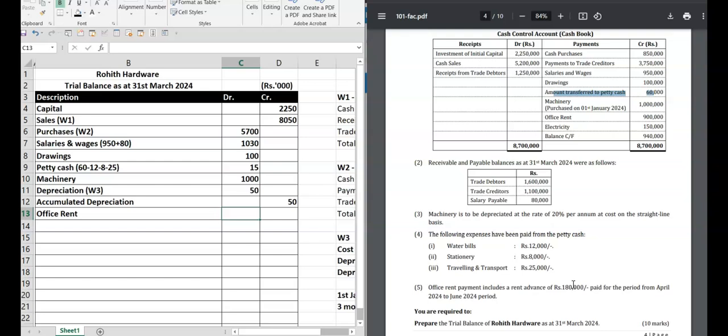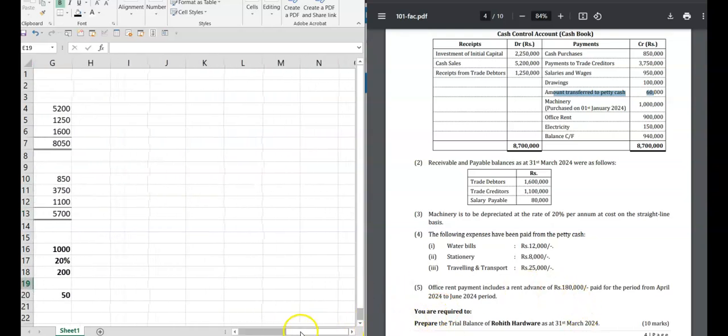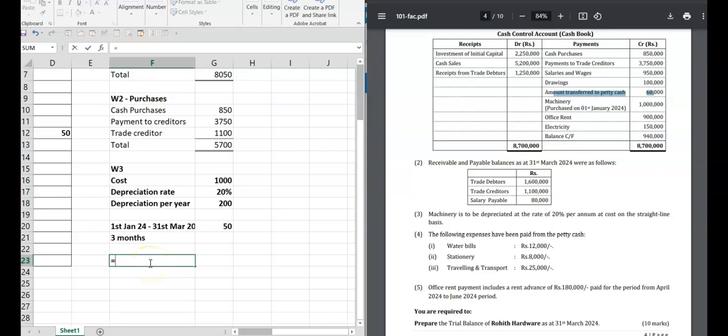So 900,000 is paid now. Now you have to understand what the rent amount for 1 month is. This is for April to June, 3 months. So 180,000 is for 3 months. How much is it for 1 month? 180,000 divided by 3 months, that is 60,000 per month. So per year how much? 60,000 into 12, that is 720.